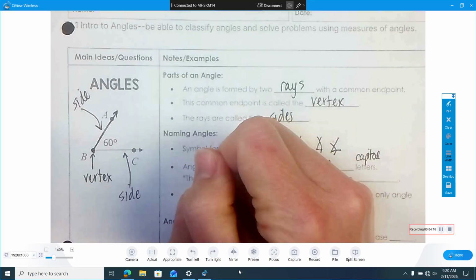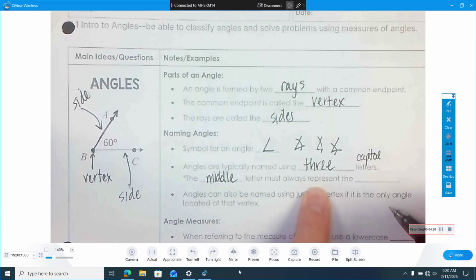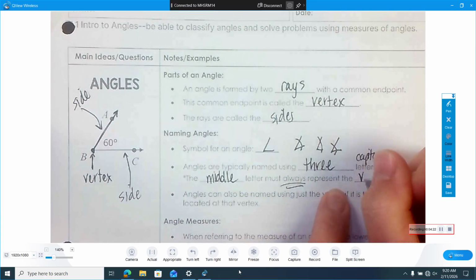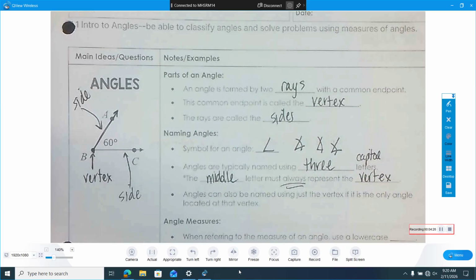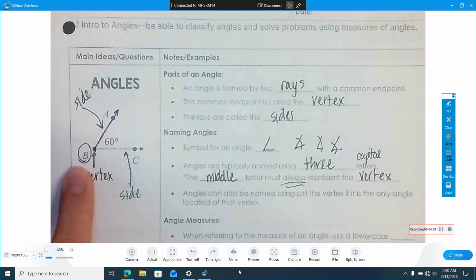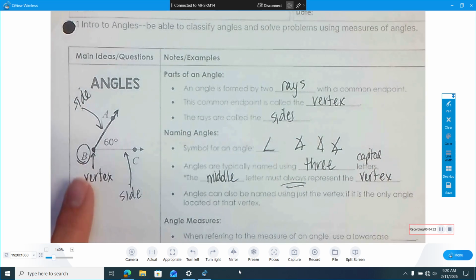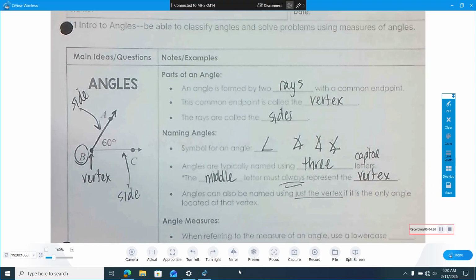The middle letter must always represent the vertex. So when we're naming an angle, the middle letter must be that vertex. And in this case, it would be a B. Angles can also be named using just the vertex if it's the only angle there, to avoid confusion, all right?